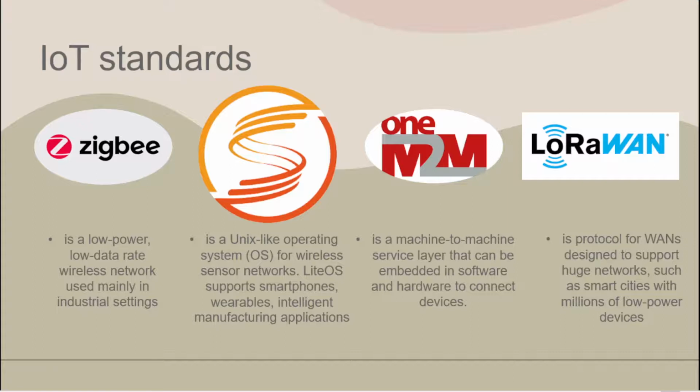The third example of IoT standards is oneM2M. This is a machine-to-machine service layer that can be embedded in software and hardware to connect devices. The last example of IoT standards is LoRaWAN, or what we call Long Range Wide Area Network. This is a protocol for WANs designed to support huge networks such as smart cities with millions of low-power devices.